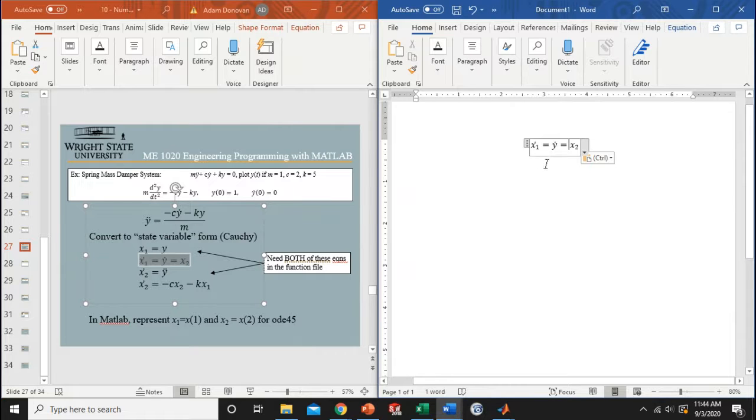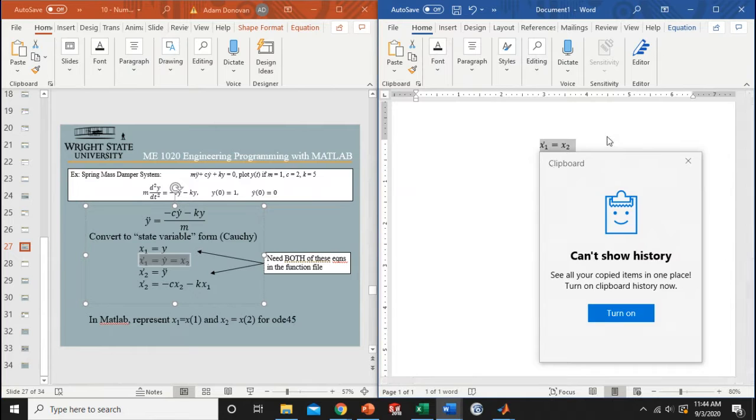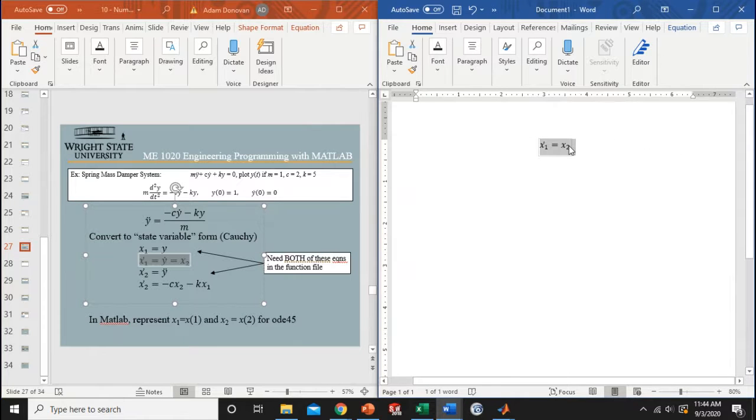So that's my first differential equation: x1 dot is equal to x2. Now my second differential equation needs to be similar to this equation. It needs to be x2 dot is equal to something. In this case, x2 dot is going to be equal to y double dot. But in this case, y double dot is equal to this right here.